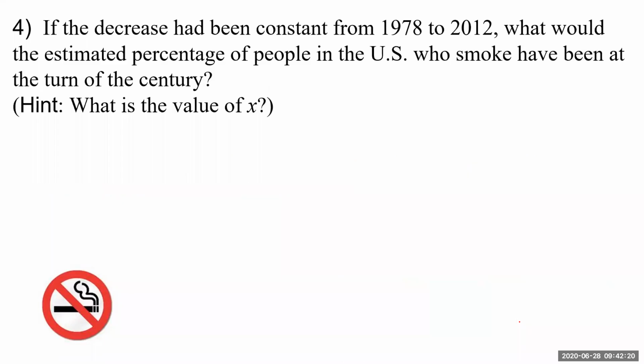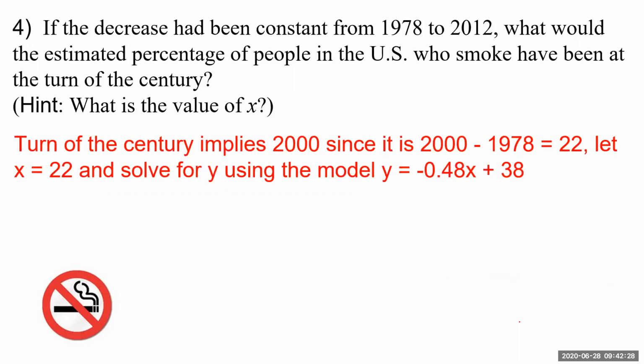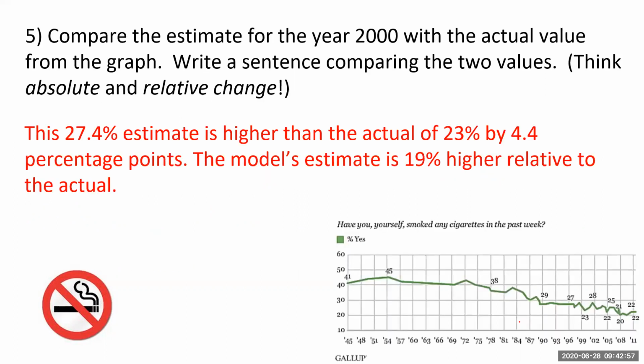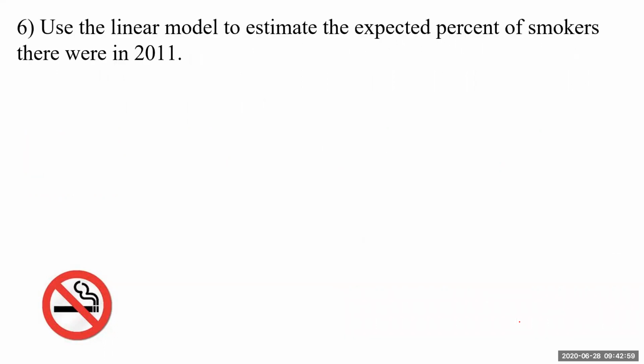Now, if the decrease had been constant between 1978 and 2012, what would the expected percentage of smokers in the US have been at the turn of the century? So the century turned in 2000. We find the difference and we plug that into our equation to find the estimated percentage of smokers in the US by the year 2000. Okay, nice. And that is how we estimate that.